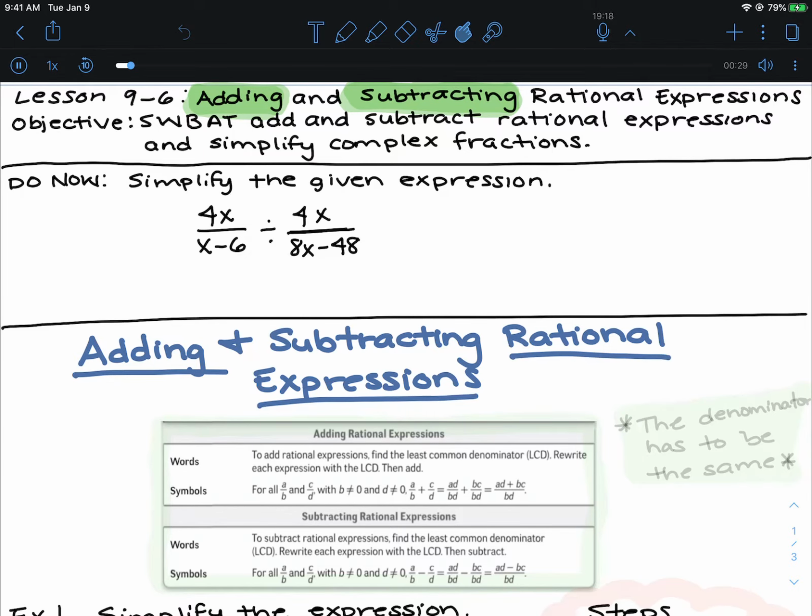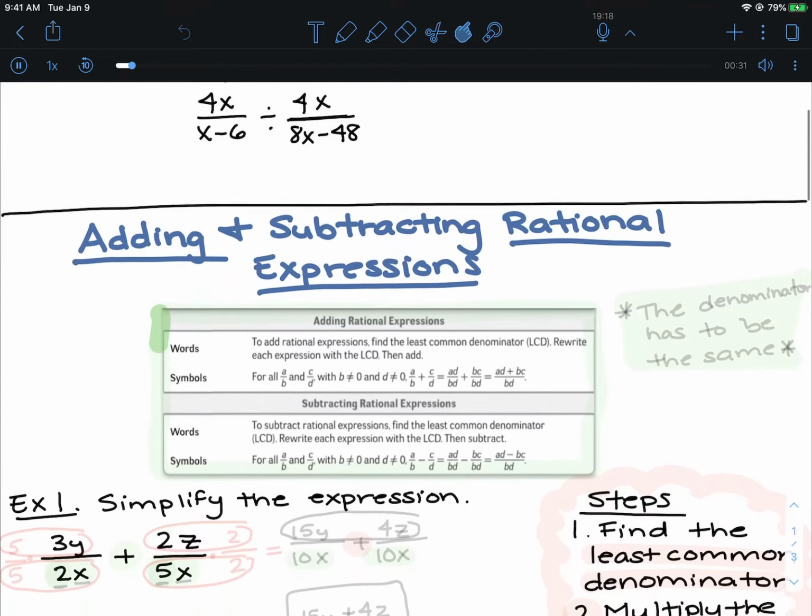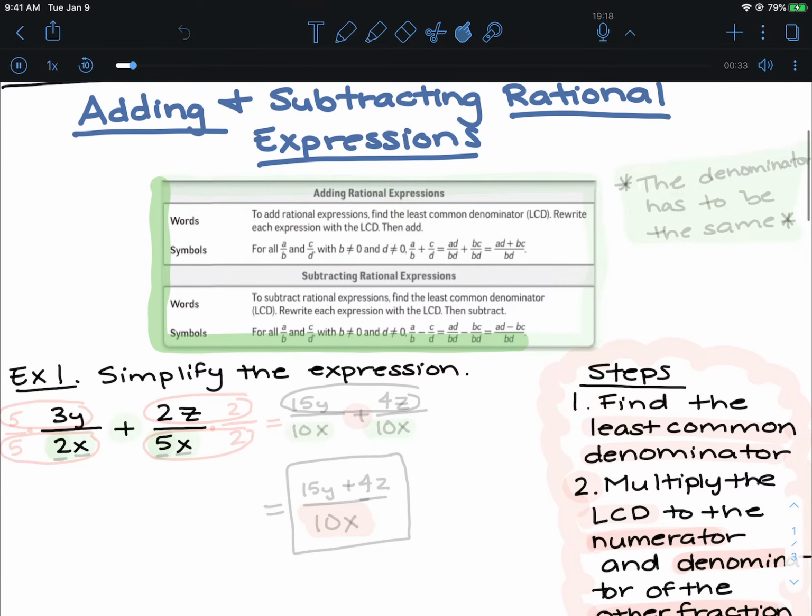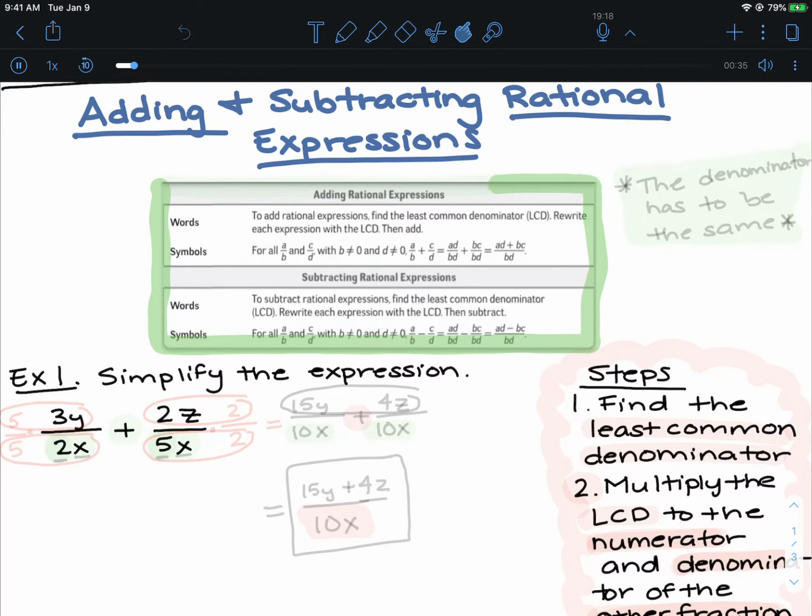Now, I provided you this right here so that you guys can see what's going on. This one's a little bit different from multiplication and division, because there all you would do is multiply them across, right? But now here, you're going to be adding and subtracting. When you're adding and subtracting, the golden rule for adding and subtracting fractions is that in order for you to be able to add or subtract fractions, the denominator has to be the same.